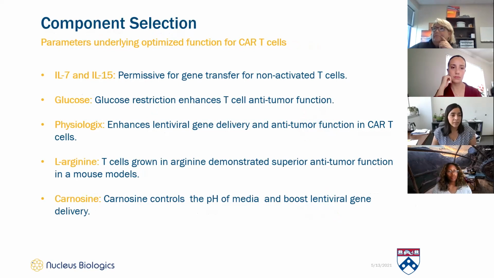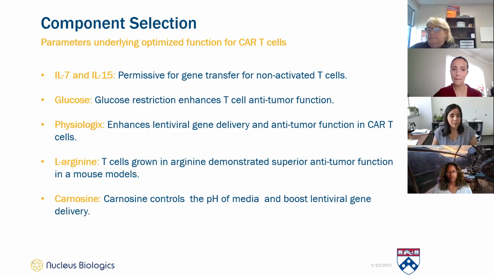So these are basically the components that I picked. I picked IL-7 and IL-15 cytokines because they are permissive for gene transfer in non-activated T cells. When we keep the T cells quiescent and we want to have gene transduction, we need these cytokines. Also, I wanted to see the impact of lowering the sugar level in the media, because several studies show that the sugar level is not optimal. So that's another thing that I wanted to see, the impact of it on CAR T cell function.